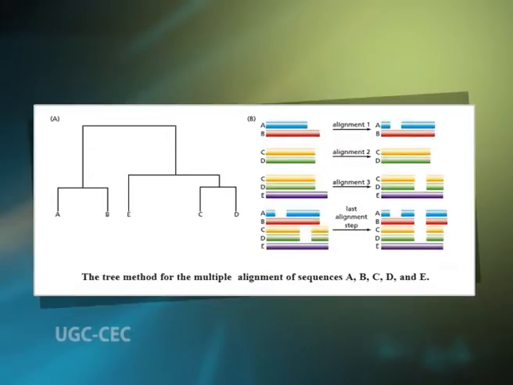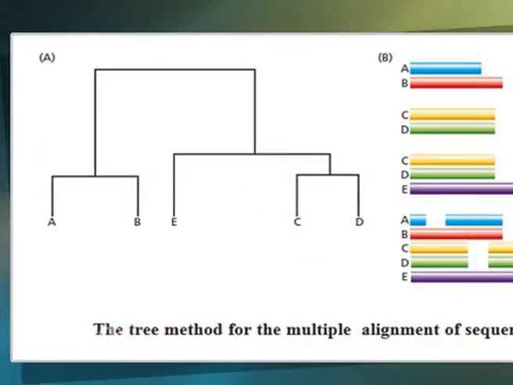To align additional sequences, the two already aligned sequences are converted to a consensus sequence with gap positions fixed. The consensus is then treated as a single sequence in the subsequent step. Figure: the tree method for the multiple alignment of sequences A, B, C, D and E. Pairwise alignments are first made between all possible pairs of sequences, that is AB, AC, AD and so on, to determine the relative similarity to each other.